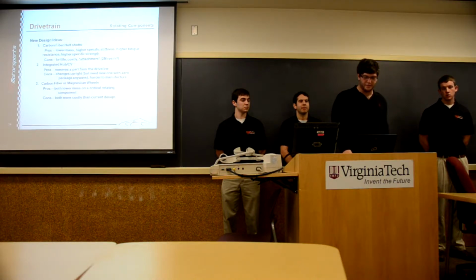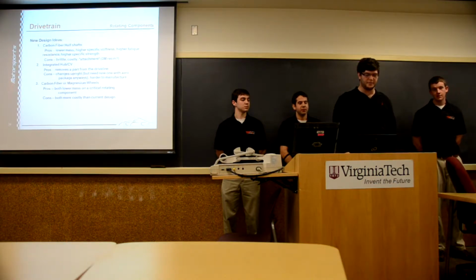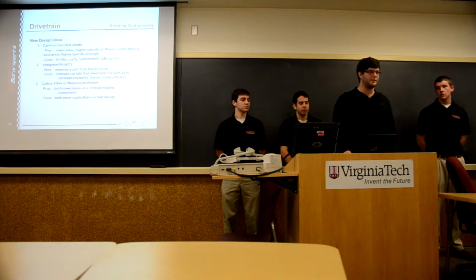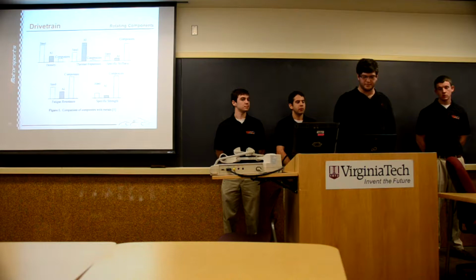Another idea is the carbon fiber or magnesium wheels. Right now, the 2013 team's looking into carbon fiber wheels. If they go ahead with that, that'd be great. Obviously the pro is it lowers mass, but it comes with a high cost. I don't know a whole lot about magnesium wheels, but either of those would be good design solutions to lowering the mass of the wheels. And then here are some graphs showing some comparisons to aluminum, steel, and then composites.